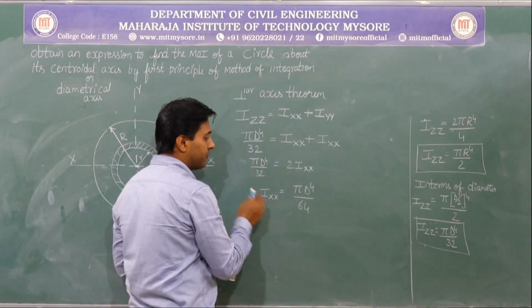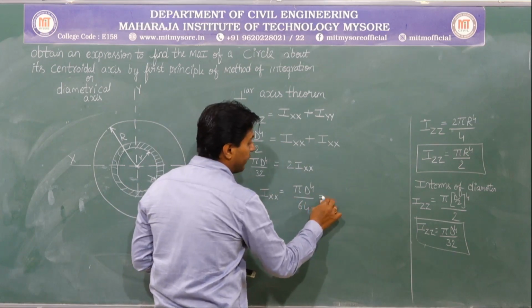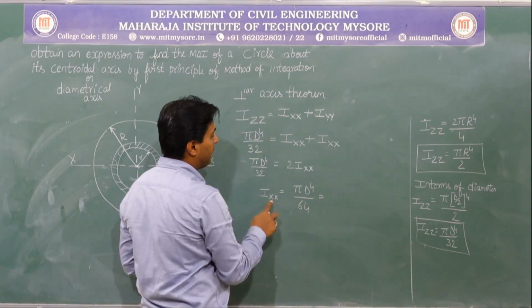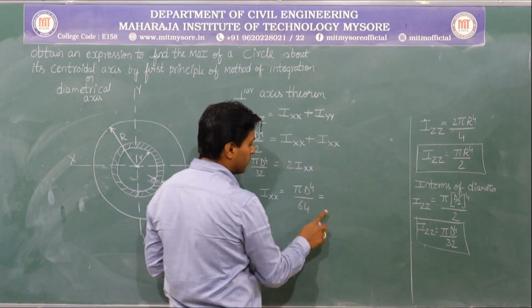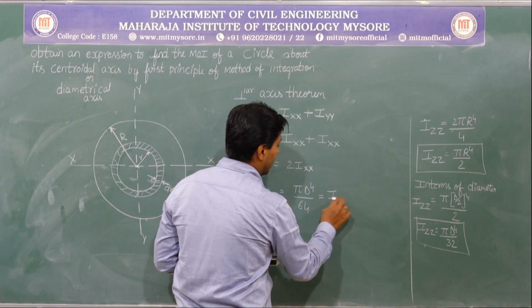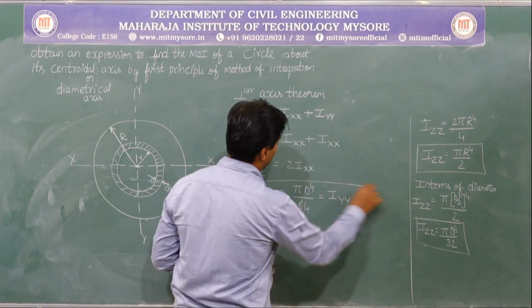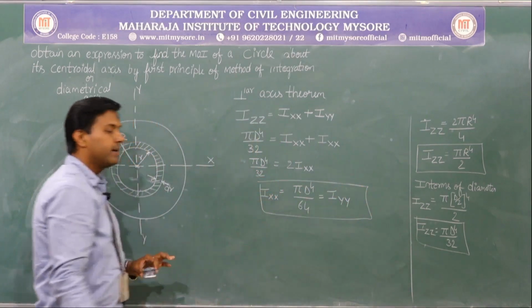So please remember, from now onwards, the moment of inertia of a circle about the x-x axis is given by pi d4 by 64, and the same is for Iyy. So any difficulty in doing this?